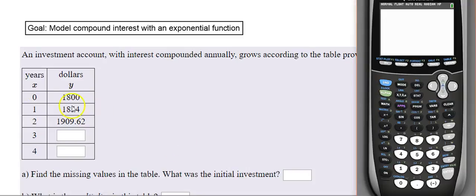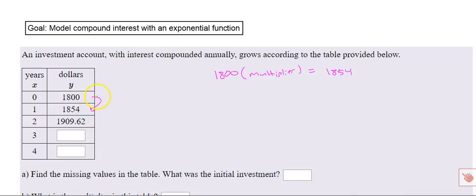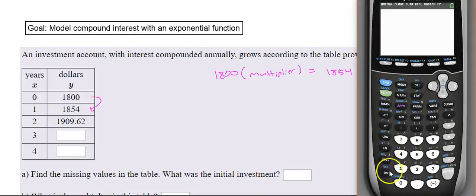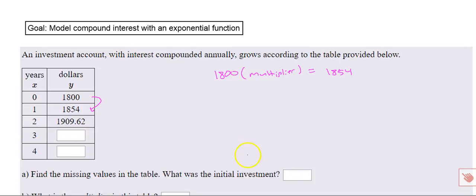Exponential growth grows with a constant multiplier as x changes by the same amount. So if I want to figure out the multiplier, I would have 1800 times something equals 1854. Let me write that. So 1800 times something is 1854. If I just look at this as an algebra equation, I can quickly see that if I divide both sides by 1800, I would get my multiplier. So I'm going to take 1854 and divide it by 1800, and I'm going to get 1.03. So I have a multiplier of 1.03.